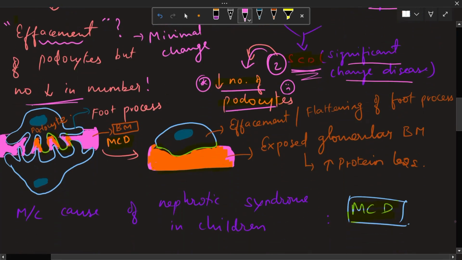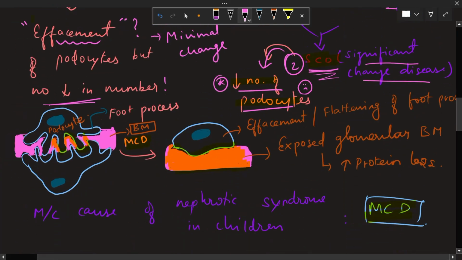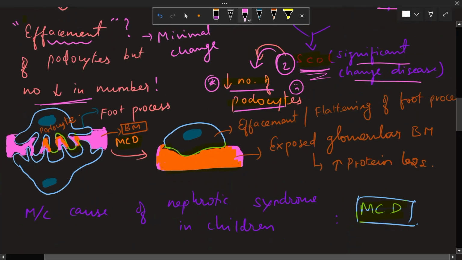And from the name itself we can predict the prognosis of these two diseases. MCD has a good prognosis compared to SCD. Since there is a loss in the number of podocytes itself, SCD has a poor prognosis.